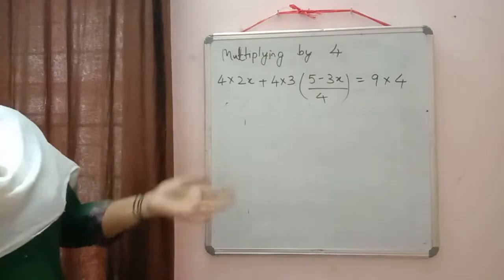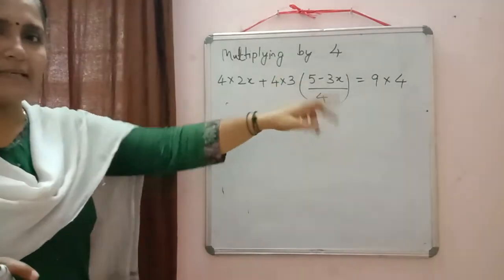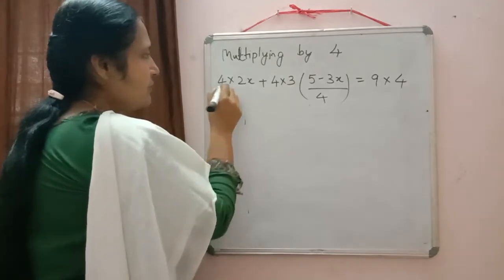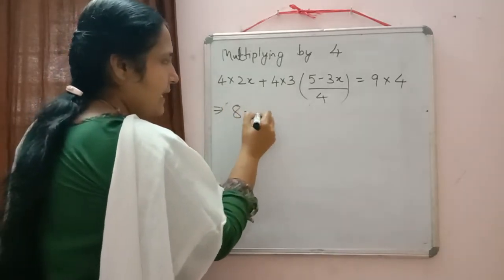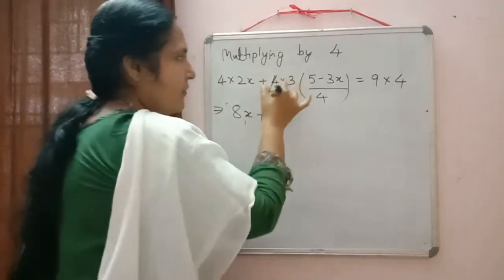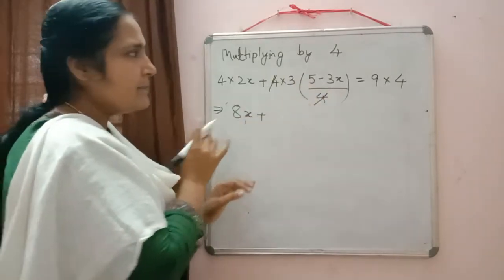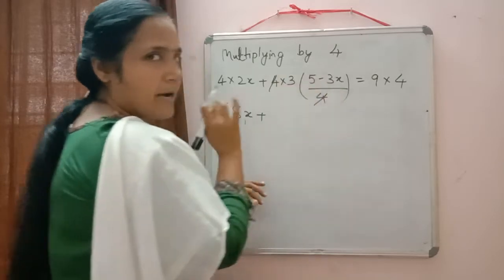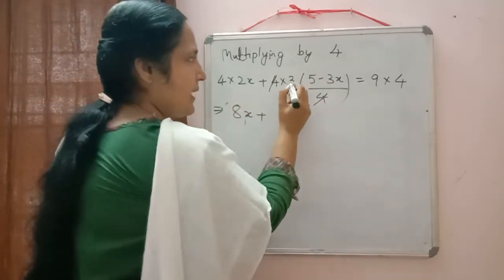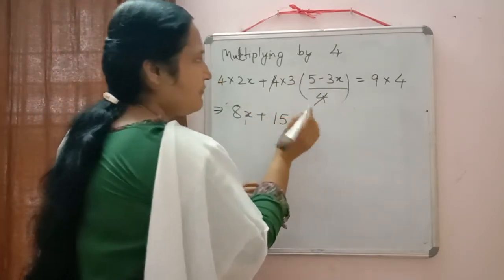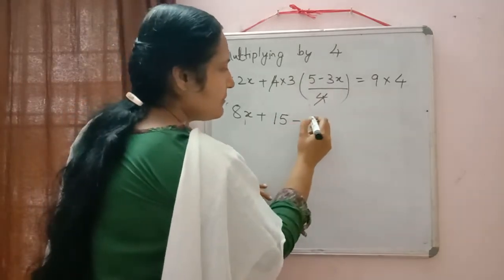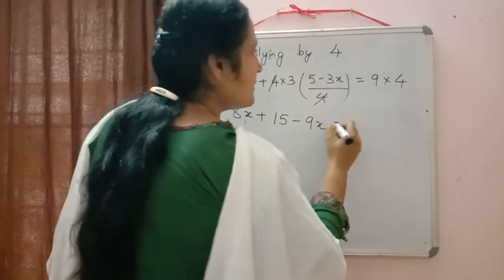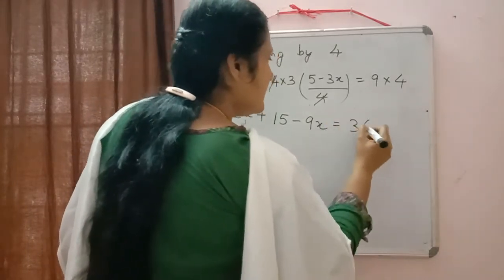If you want, from the next step, you can directly cancel and write the answer only there. So here it will be equal to 4 into 2, 8x plus 4, and 4 will get cancelled here. 3. After 3, the bracket is there, so 3 will be multiplied by both the terms. So I am multiplying 3 into 5, 15. 3 into minus 3 will be equal to minus 9, and x is equal to 9 4s are 36.